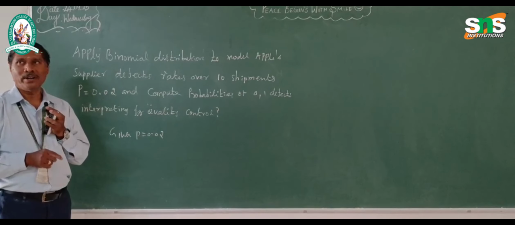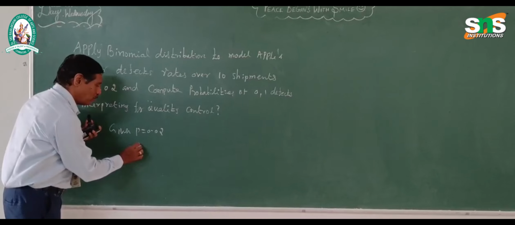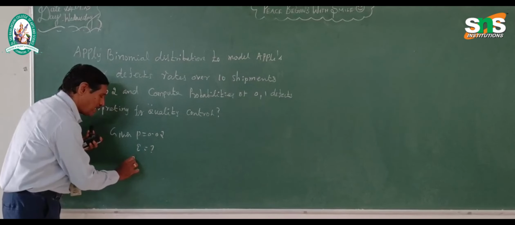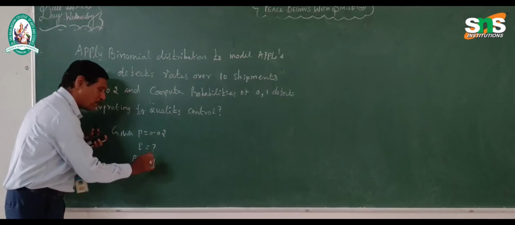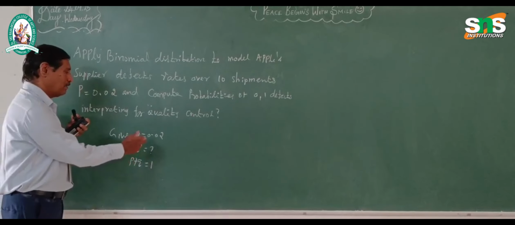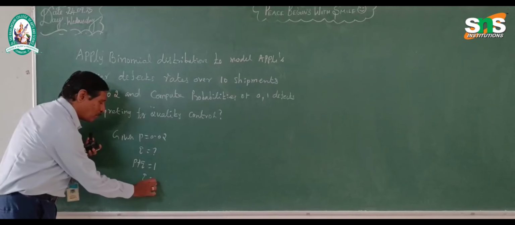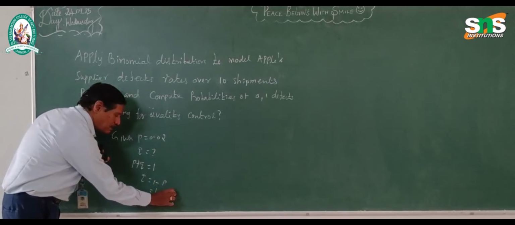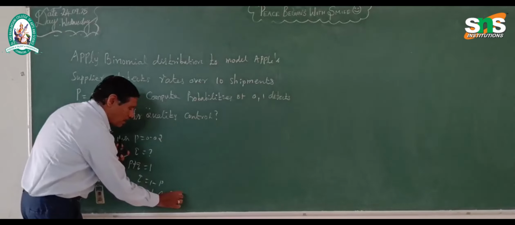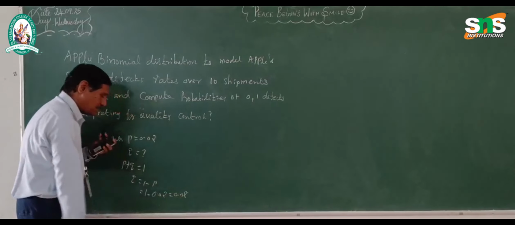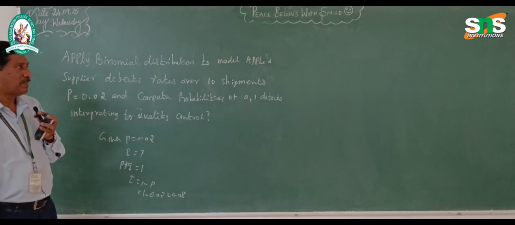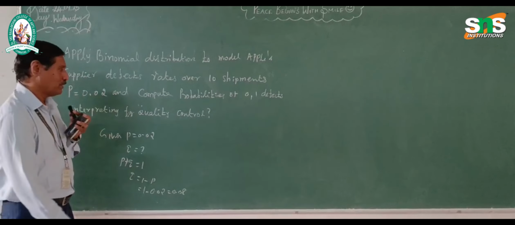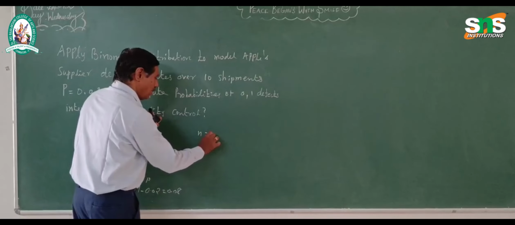We need Q for the binomial distribution. So what is Q? We already know P plus Q is 1. Here we have the P value, therefore Q is equal to 1 minus P. Substituting P, it is 1 minus 0.02, which is equal to 0.98. That is the Q value. And what is N? The 10 segments are defective, therefore N is 10.